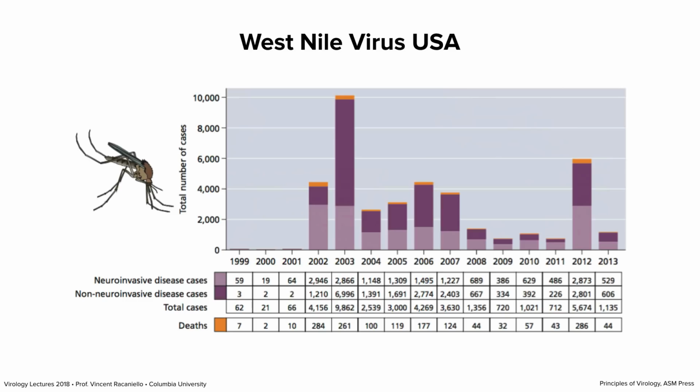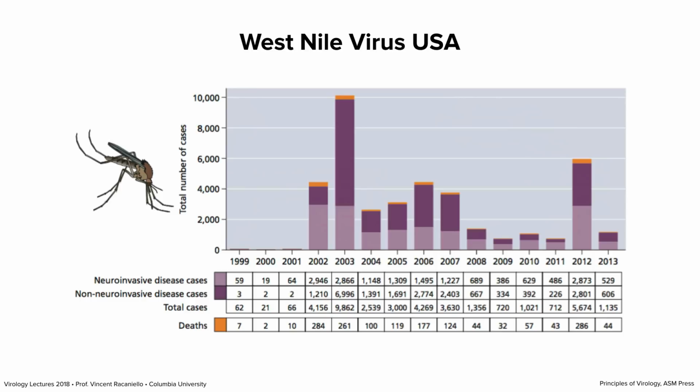Let's look at a couple of statistics of infection so you get a sense of what kind of numbers we're looking at. This one combines total cases over time from '99, that first year when it came to the US, with 62 total cases. And it goes up and down over the years, sometimes as many as 10,000 cases. You can see it goes down again.